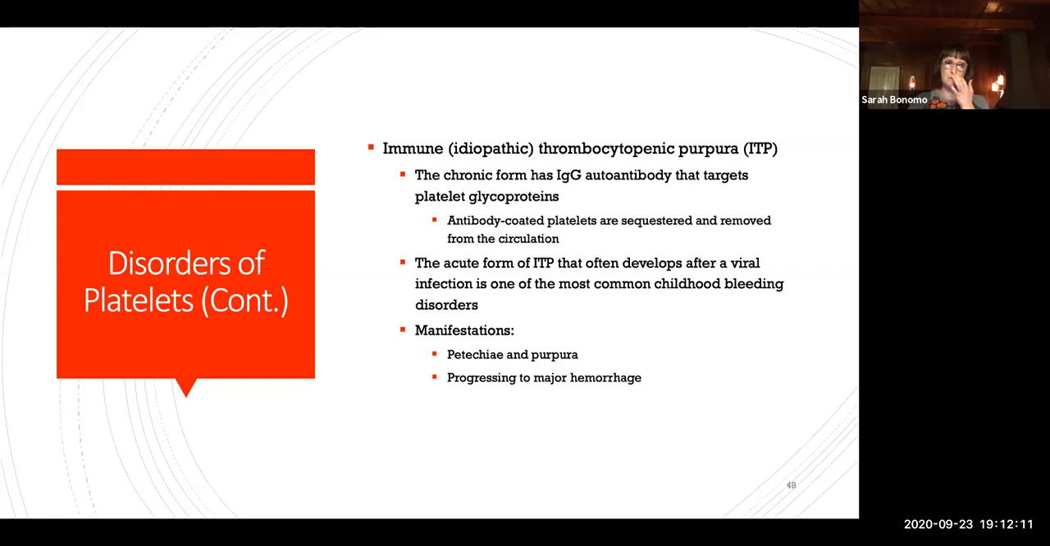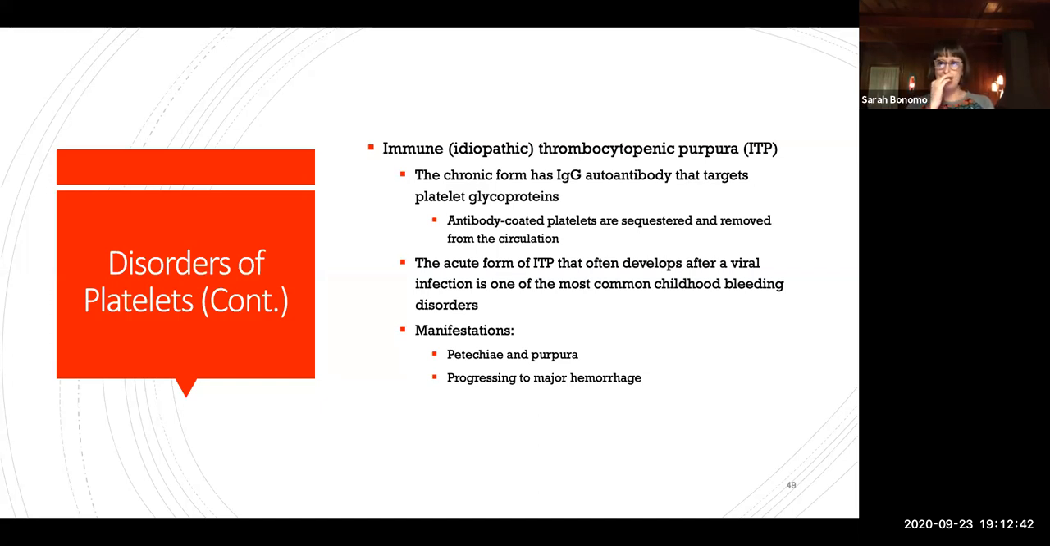Okay, so this is one of the most common disorders of platelets that we see in patients, certainly in the clinic setting, and sometimes we'll see them in inpatient, especially if they're newly diagnosed. So immune, idiopathic, those words are used interchangeably. Thrombocytopenic purpura, and so people will refer to this as ITP. I have ITP. So there's an IgG antibody that develops, and it targets, unfortunately, our platelet glycoproteins.